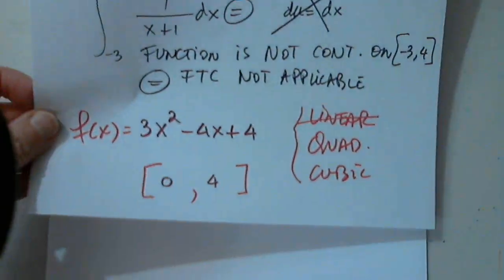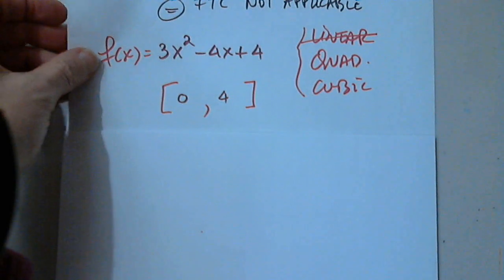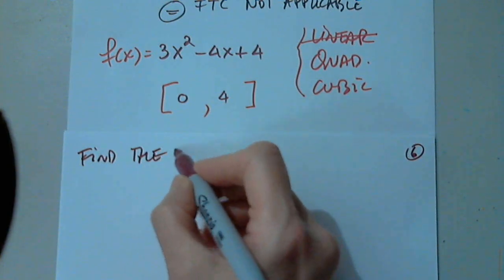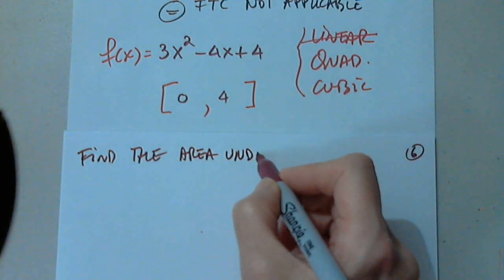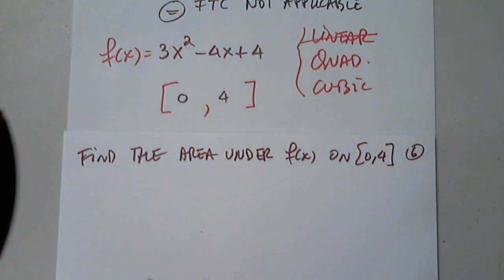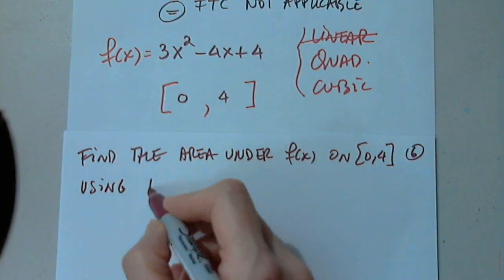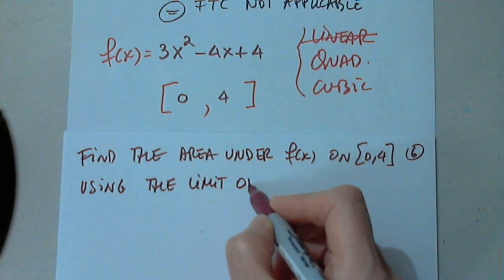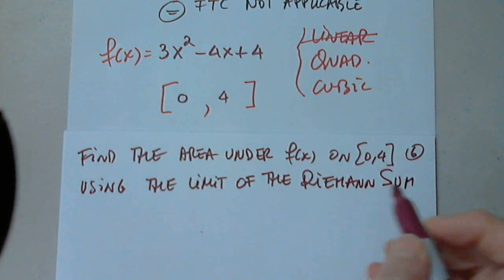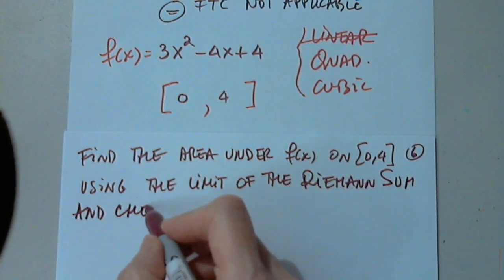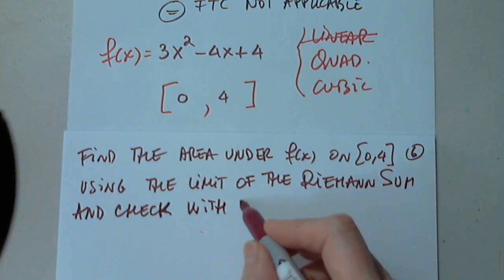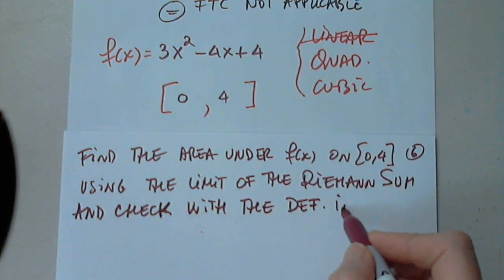So the question, let's write the question first of all, so we know what this is. Find the area under f of x on [0, 4] using the limit of the Riemann sum, and also check with the definite integral.